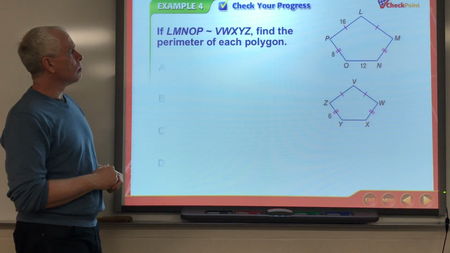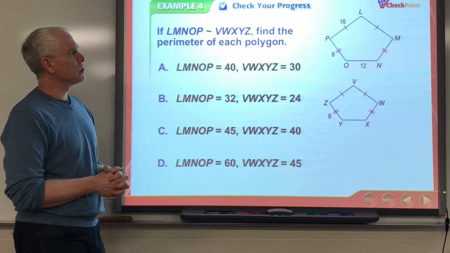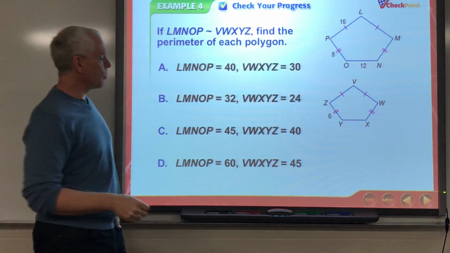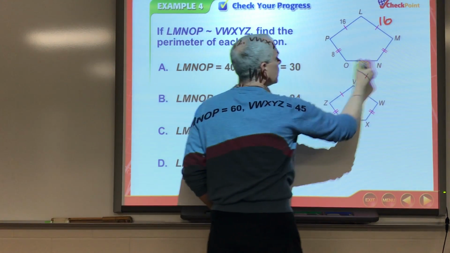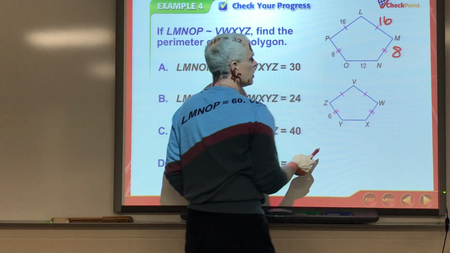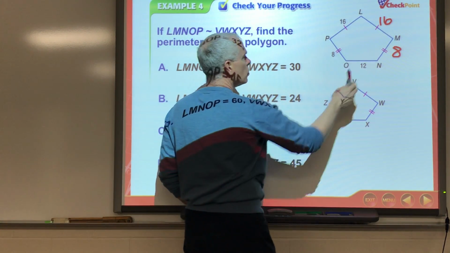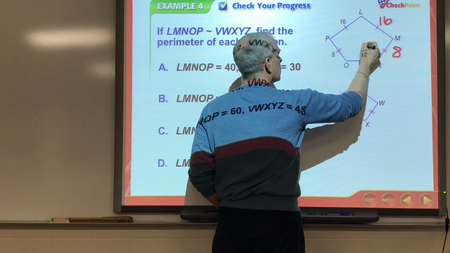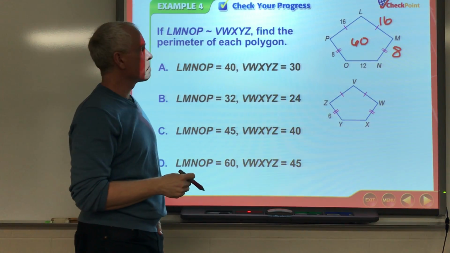So, give yourself a minute here, pause the video, give this a shot. Okay? You want to find the perimeter of each polygon. So, that's going to be 16. That's going to be 8 because of the congruence marks here. So let's add these up. 16 and 16 is 32, and 20 is 52, plus 6 is 60. So the perimeter of that figure is 60, okay?